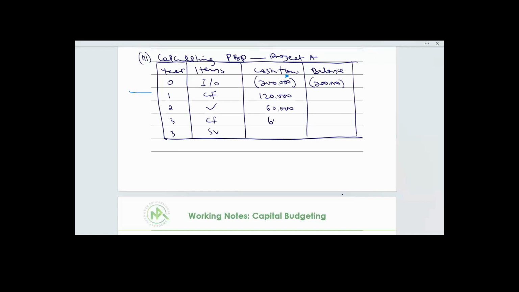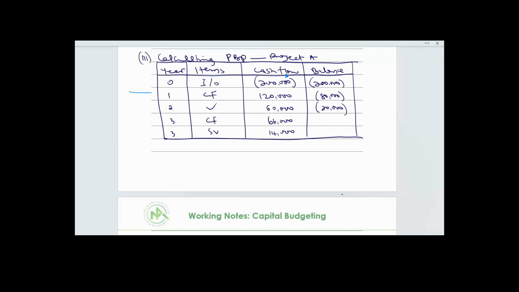Then we have 66,000. Scrap value is 14,000. Therefore, when you want to calculate your payback period, from your calculator, 200,000 minus 120,000 will give me 80,000 balance. So at the end of year 1, we have recovered 120,000 naira from the amount invested in the project. We are left with 80,000 naira balance. 80,000 minus 60,000 will give us a balance of 20,000 naira at the end of year 2.